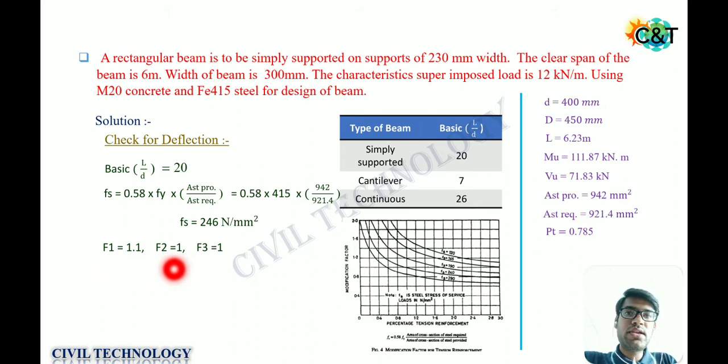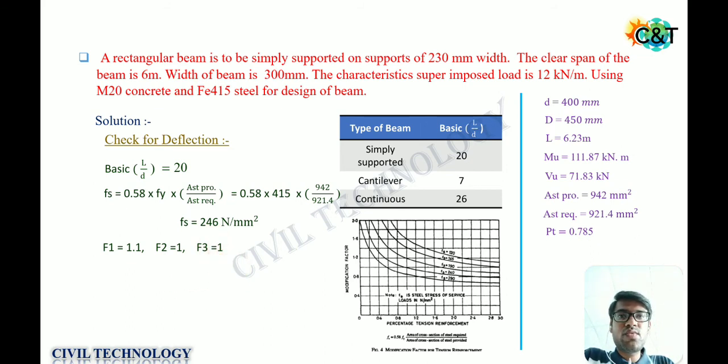The value of F2 is for the compression reinforcement. It means if you design your beam as a doubly reinforced beam, in that case this value comes into the picture. Our beam is singly reinforced, so we just take it as 1. Next, the F3 value. The F3 value is used for flanged beams. Flanged beam means if your beam is L type or T type, in that case this value comes into the picture. But in our case we design a rectangular beam, so we do not require this value, so we simply take it as 1.